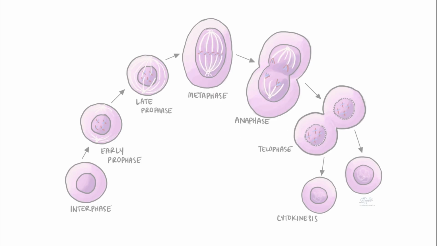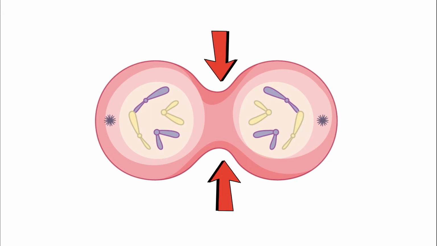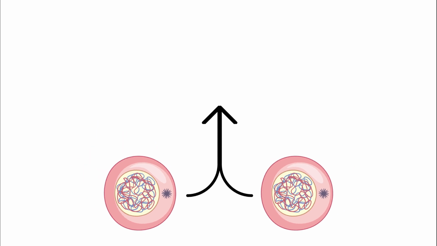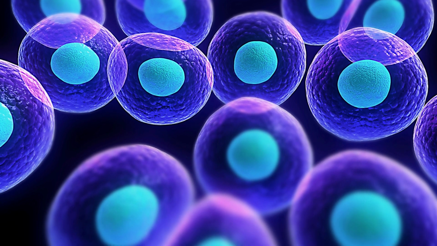Cytokinesis. This is the final act of the cell division. The cell membrane continues to pinch in, dividing the cell into two. Each daughter cell is genetically identical to the original cell, containing a full set of chromosomes, and is ready to carry out its specific functions in the organism.